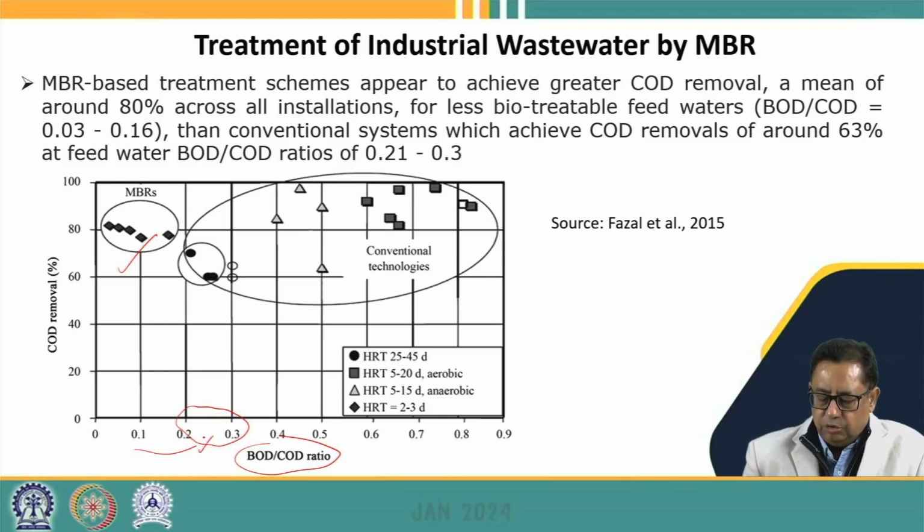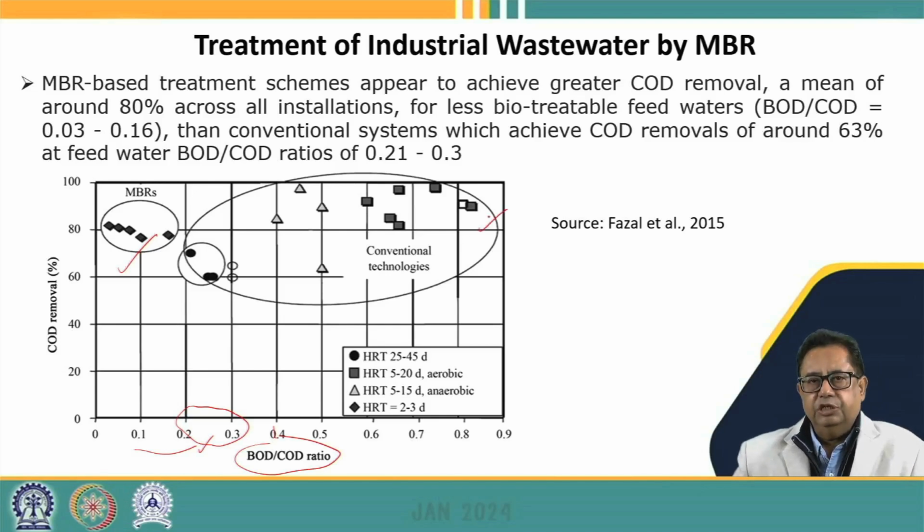Whereas the conventional technologies generally perform at a BOD by COD ratio greater than 0.4, and they may attain a higher treatment efficiency, but there is a limitation that the BOD by COD ratio must be greater than 0.5 or 0.4 in this case. So that's why MBR is a very important technology, which can be used at a very low BOD by COD ratio, and it can lead to removal of COD of nearly 80%.